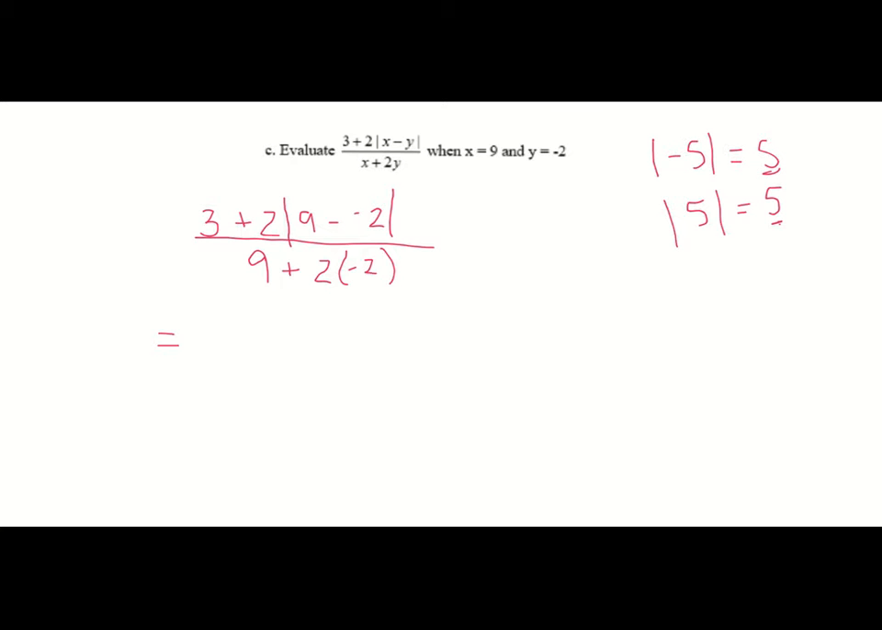So let's start, and really we're going to treat this like two different problems. We're going to worry about solving the top first to get it down to a single number, and then do the bottom. So on the top, the absolute value symbols are like parentheses, so we'll do that first. And we'll do our addition of the opposite. So 9 plus 2 will give me 11. So right now I have 3 plus 2 times the absolute value of 11.